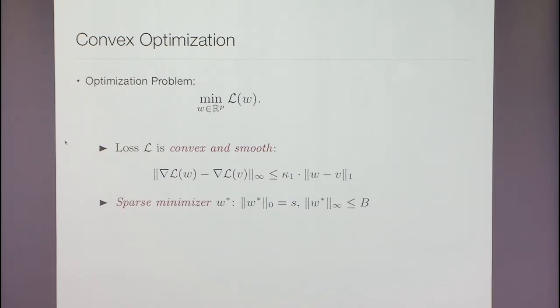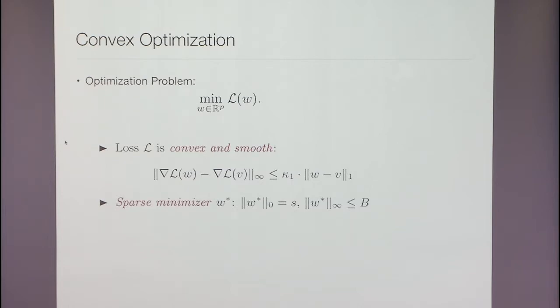So even though p may be very large, so the ambient space is huge, the number of non-zero entries of W star is very small. Think of them as constant or scaling logarithmically in p, for instance. And they're also bounded. I don't want extremely spiky optima. Okay, so this is the setting. And under this setting, I want to think of doing optimization in a manner that has a more graceful dependence on p.